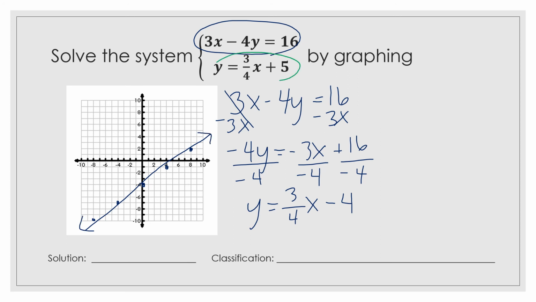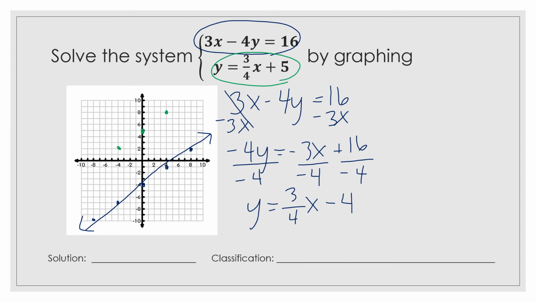And then the second equation, we can just go ahead and graph. This one starts at positive 5, and if we notice, we have the exact same slope. So if we have the same slope, that means that we have the same rate of change. Oops, I went one too far there. So this is up 3 over 4, up 1, 2, 3 over 4. Then I'm just going to graph one more on the other side, down 1, 2, 3 over 4.